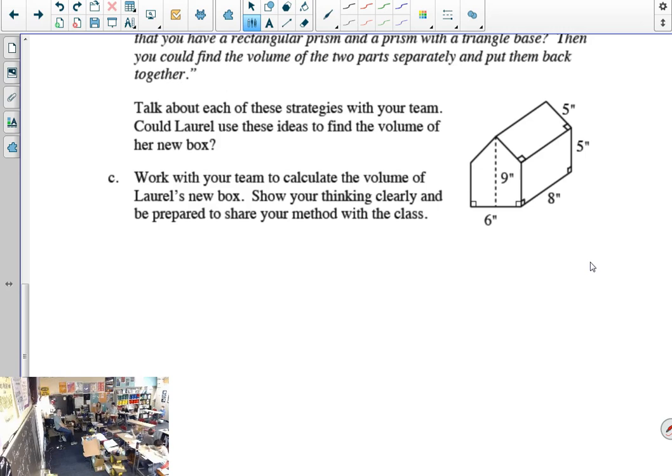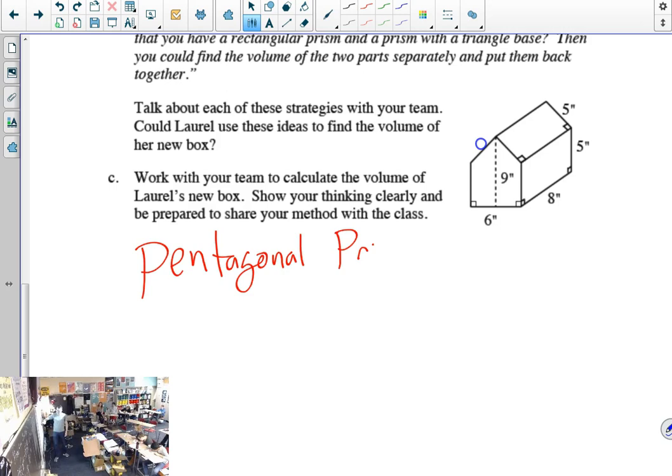Un, deux, trois. So I don't know the 4 and 5 in French, but 5. Yeah, there we go. So please on your paper put pentagonal prism.